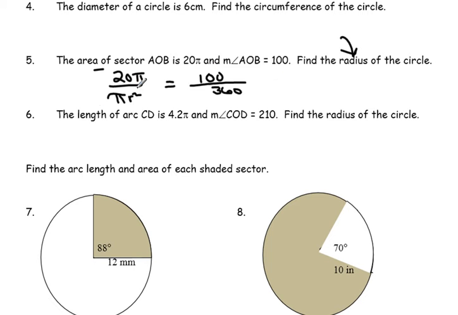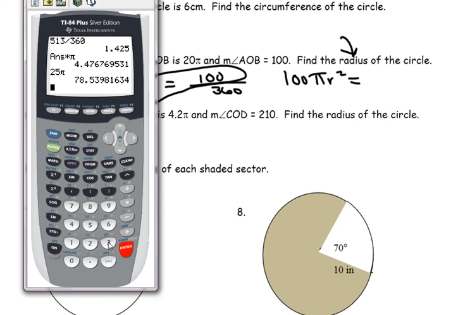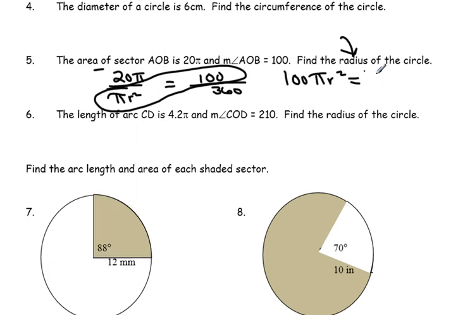We're going to cross multiply just like before. 100 times pi r squared, which is 100 pi r squared, equals 360 times 20 pi. So we'll do 360 times 20, and we'll leave pi in our equation. So that equals 7,200 times pi.